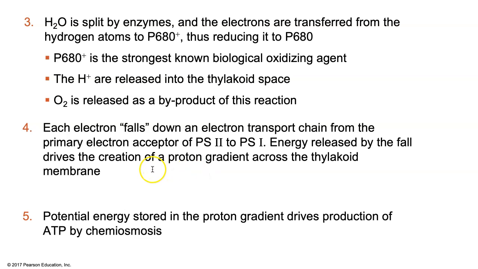primary electron acceptor of PS2 to PS1. Energy released by the fall drives the creation of a proton gradient across the thylakoid membrane. Does this sound familiar? I hope it does. If it doesn't, go back and look at the cellular respiration. Go look at videos on electron transport chain, because this is an electron transport chain. It's just the one for photosynthesis.